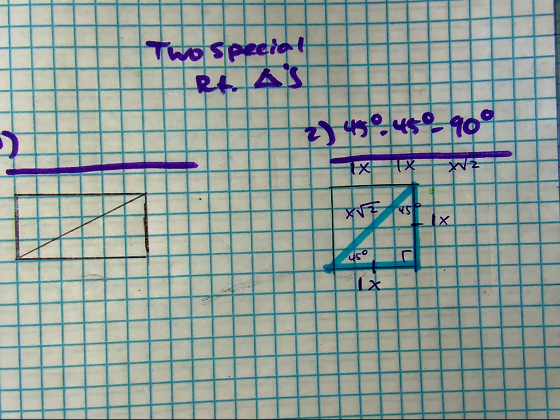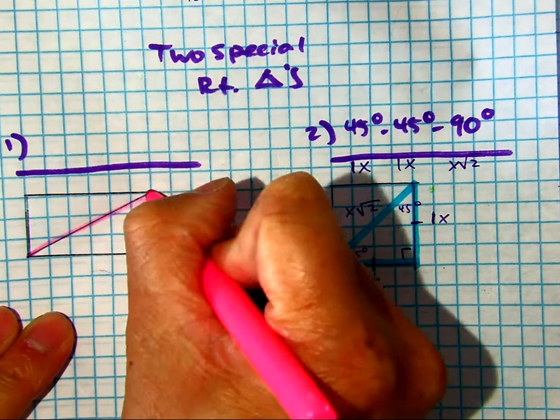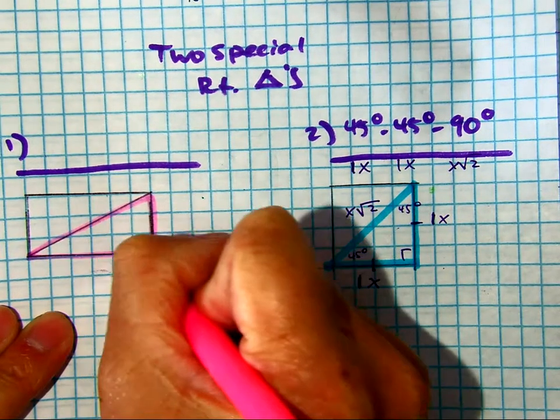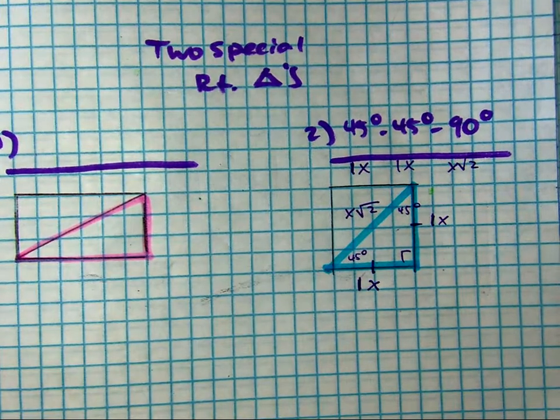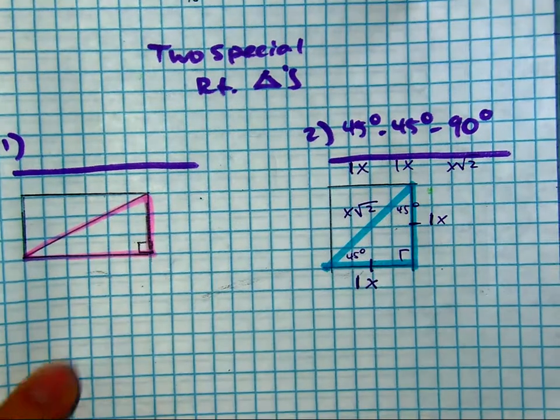So if I draw a rectangle, class, what type of triangle do we get? 30, 60, 90.